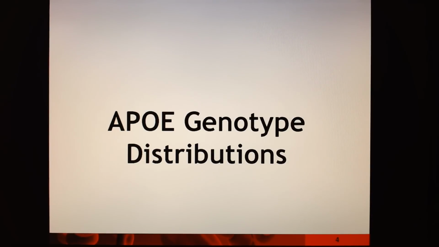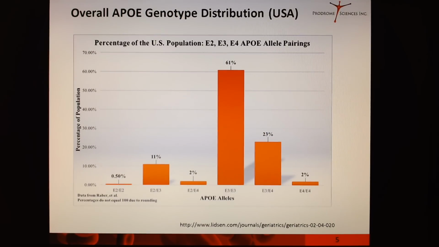So first thing is the APOE genotype distributions. There are 6 possible APOE genotype allele combinations. However, most people will be one of 3. 11% of the population will have one E2 allele and one E3 allele. Most of the population will have 2 E3 alleles. The second most prevalent is individuals that have one E3 allele and one E4 allele, and there's a small group of people that have 2 E4 alleles. This is very important in that the E4 allele is associated with an increased risk of dementia.